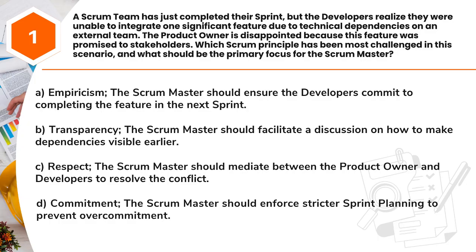Master? A. Empiricism. The Scrum Master should ensure the developers commit to completing the feature in the next sprint. B. Transparency. The Scrum Master should facilitate a discussion on how to make dependencies visible earlier. C. Respect. The Scrum Master should mediate between the product owner and developers to resolve the conflict. D. Commitment. The Scrum Master should enforce stricter sprint planning to prevent overcommitment.